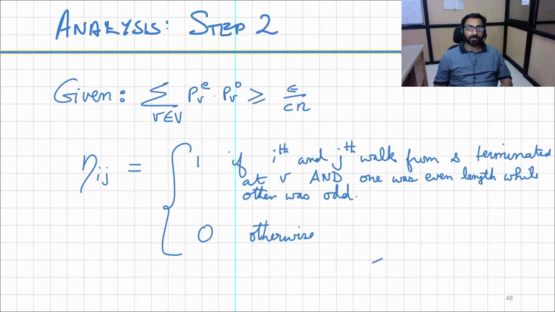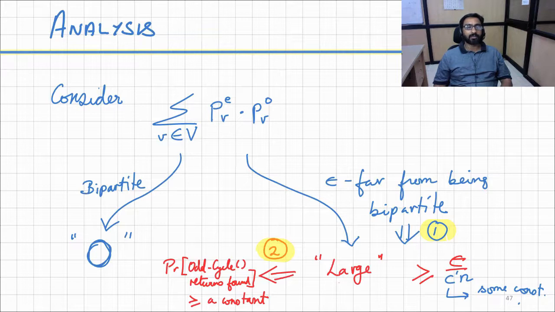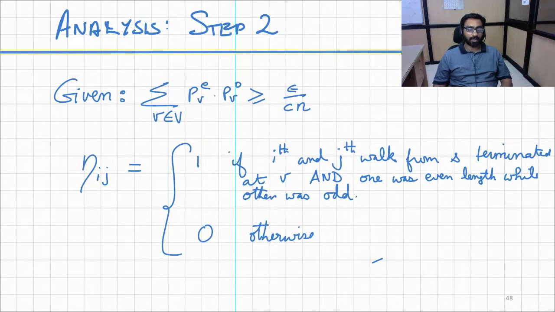Okay, so now let's move into step 2 of the analysis. So just to remind ourselves, we are given that the summation over all V, PVE times PVO is greater than or equal to epsilon over Cn. And we need to show that the odd cycle function will, with good probability, find an odd cycle, and therefore return that it's found one.